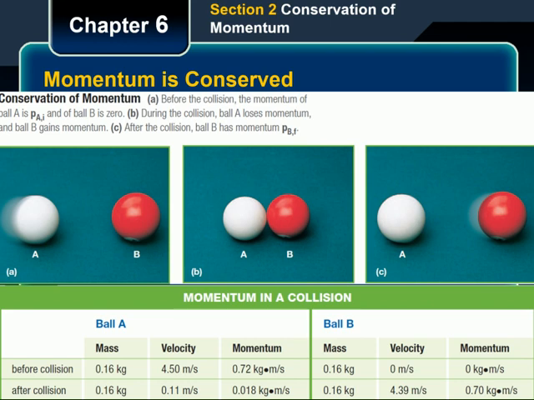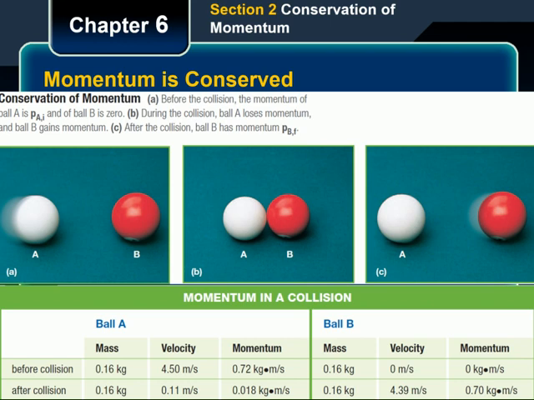Figure 2.1, which is shown on the screen here, shows a stationary billiard ball set into motion by a collision with a moving billiard ball. Assume that both balls are on a smooth table and that neither ball rotates before or after the collision. Before the collision, the momentum of ball B is equal to 0 because the ball is stationary. During the collision, ball B gains momentum while ball A loses momentum. The momentum that ball A loses is exactly equal to the momentum that ball B gains.